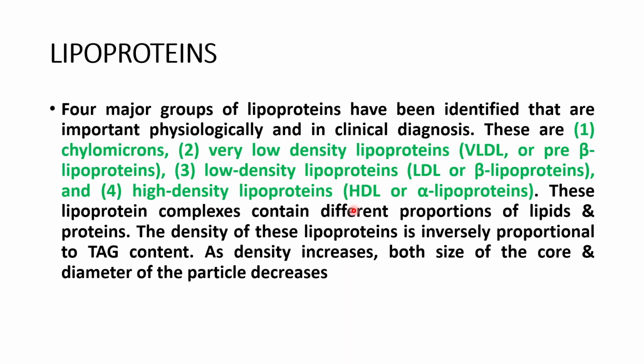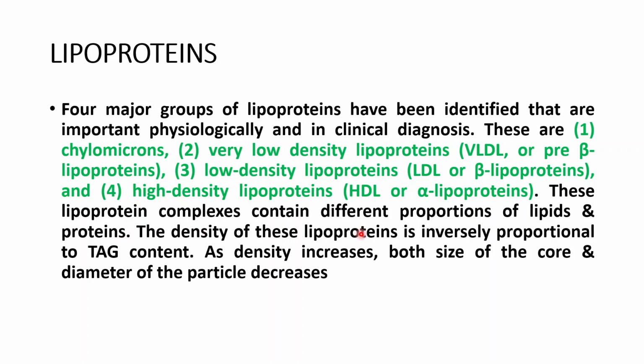Now 4 major groups of lipoproteins have been identified that are important physiologically and in clinical diagnosis. These are chylomicrons, then very low density lipoproteins, that is the same as pre-beta lipoproteins, then low density lipoproteins or the beta lipoproteins, then the fourth is the high density lipoproteins, the same as HDL or the alpha lipoproteins. So these lipoprotein complexes contain different proportions of lipids and proteins.